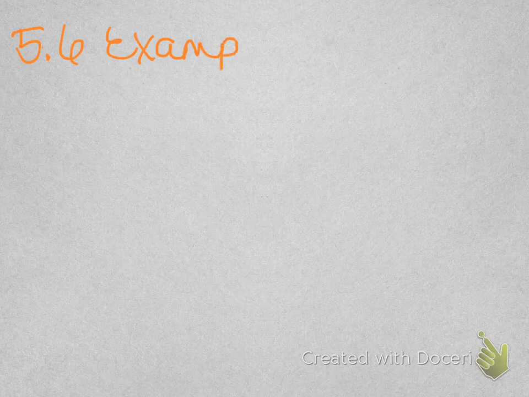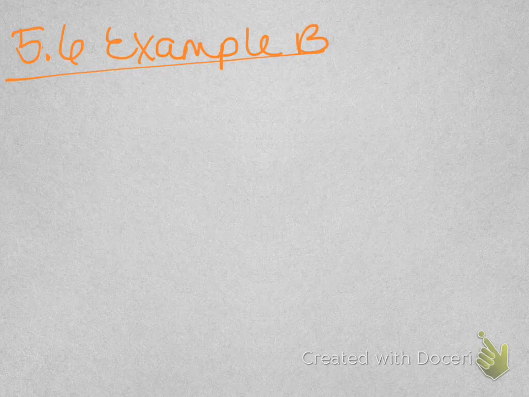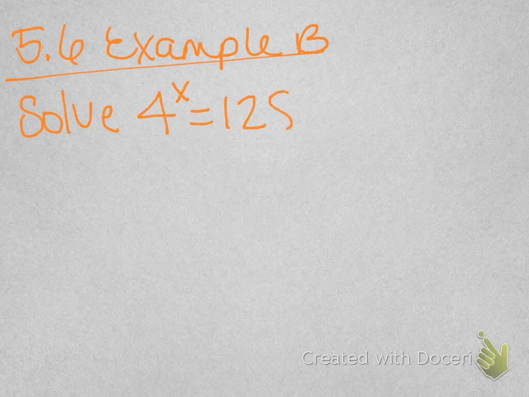Okay, 5.6, example B. I'm going to show you two ways to solve this next equation. All right, there's going to be two ways to solve this next equation, and the one is going to show a brand new property and probably be part of your Do Now quiz. So we have this example, solve 4 to the x power equals 128.